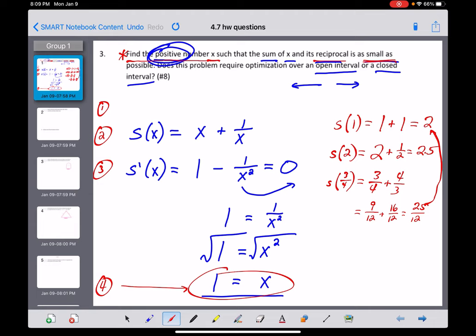So what I'm doing in red here doesn't really prove anything, but I tried picking numbers bigger than 1 and numbers smaller than 1, both of which gave me a sum bigger than 2, so I do believe that 2 is that minimum possible sum. Now again, the question could have been phrased that way: what is the minimum possible sum of a positive number and its reciprocal? In that case, the answer would have been 2. But always go back and read, answer the question that they're asking. Find the positive number x such that the sum of x and its reciprocal is as small as possible, so my answer here is x equals 1.